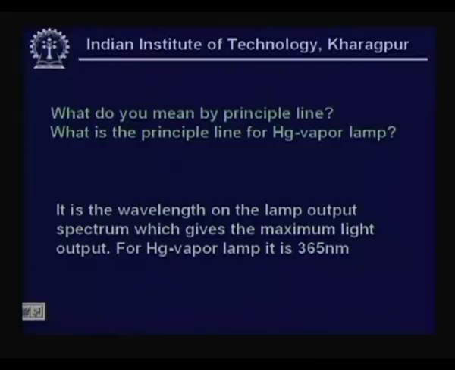What do you mean by principal line? What is the principal line for mercury vapor lamps? It is the wavelength of the lamp output spectrum which gives the maximum light output. For mercury vapor lamp, it is around 365 nanometers. This is the thing.